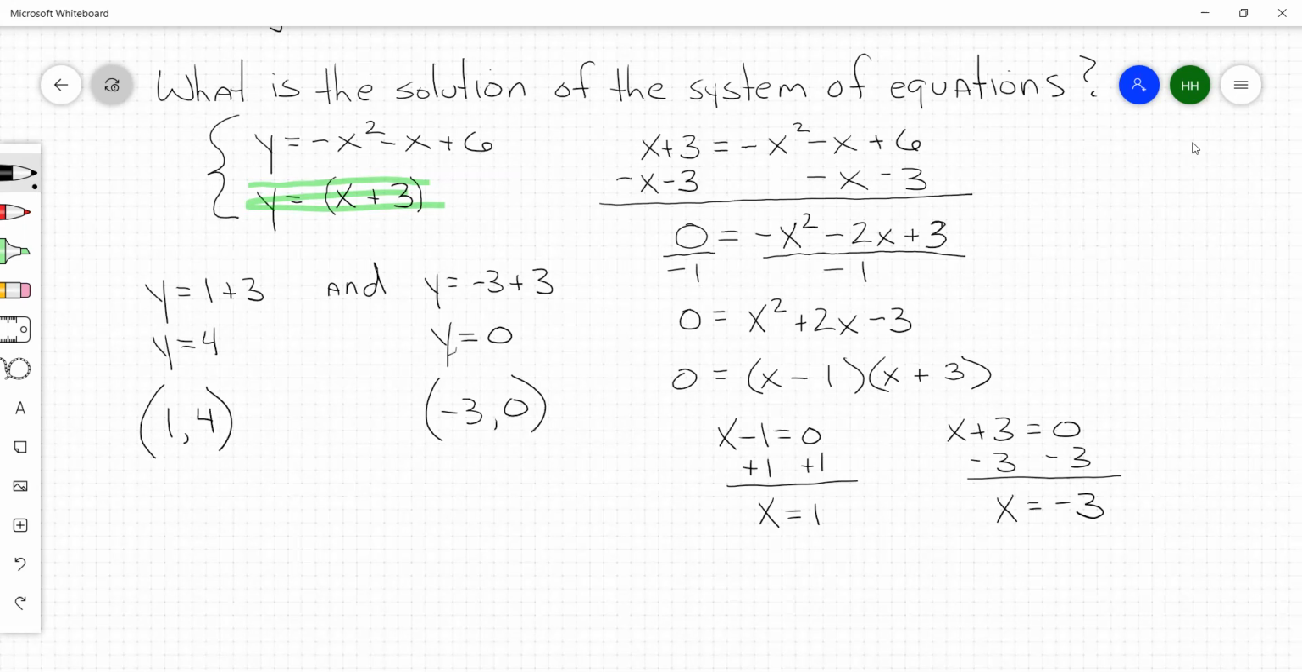Any questions on any of those steps? Or anybody need to see another one? You basically substitute, factor, solve, substitute again, and get your x and y values.